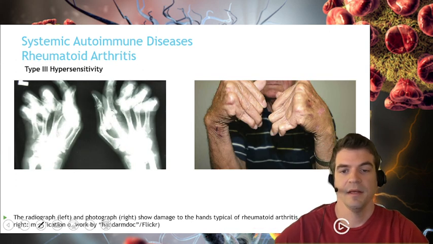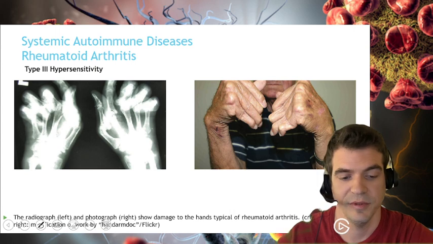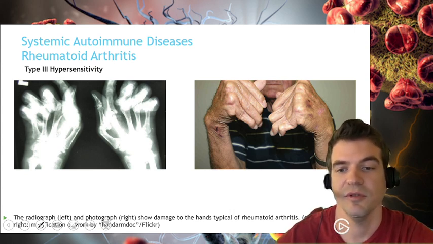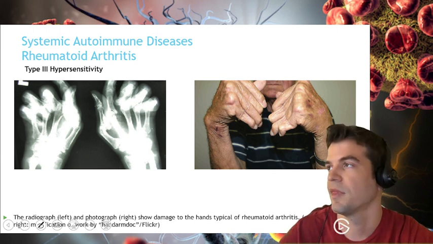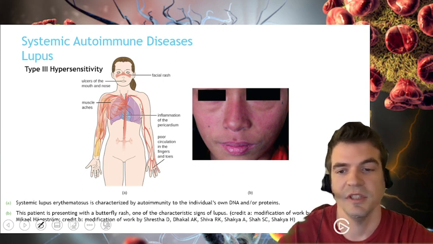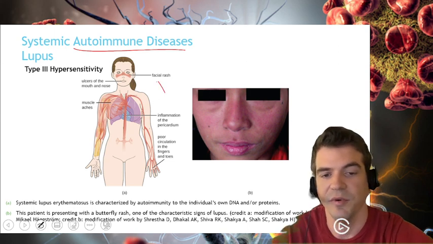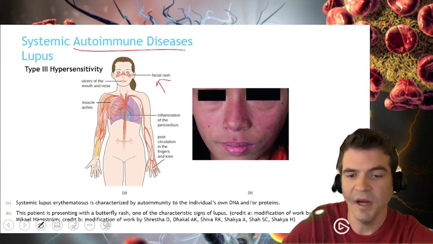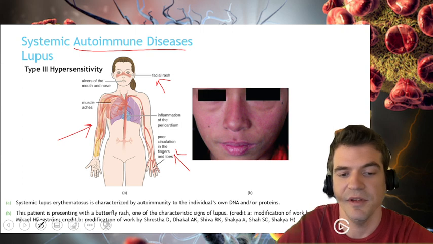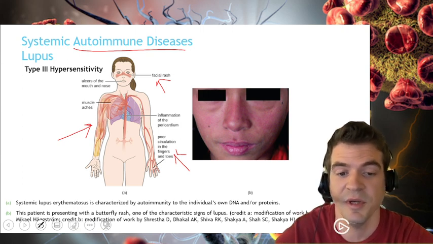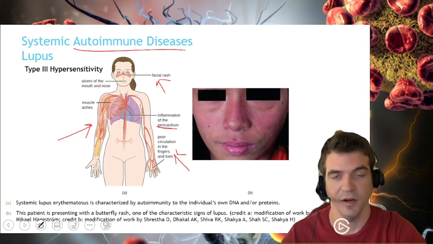Rheumatoid arthritis is another systemic disease, and this is unfortunate when your joints will start to bend in on themselves, as pictured. Lupus is also a systemic autoimmune disease, and it is a type 3 hypersensitivity, where you can get a facial rash like our pilot did, but you can also get inflammation of the pericardium, poor circulation in the fingers and toes, which is that anemia we talked about. And if you're getting inflammation, you might get blood in your urine, like our pilot did.